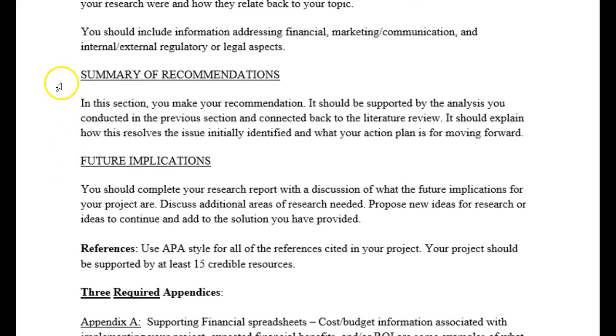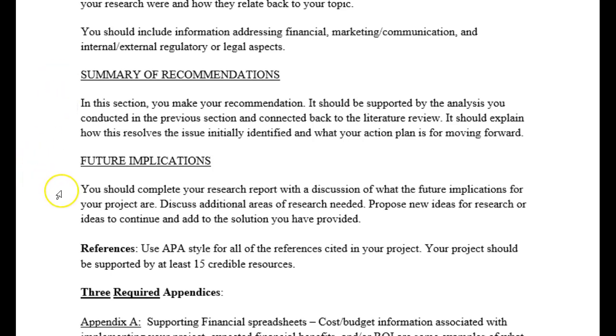Then finally, summary recommendations. This is where I think most students have the easiest time because this is where you get to give us your recommendation. This is where you tell us about the answer to the problem. The thing is, your answer to the problem needs to be supported by the analysis you conducted in the previous section, in the results section. And it should also connect back to the literature review. You know, how does this connect to the research already done?